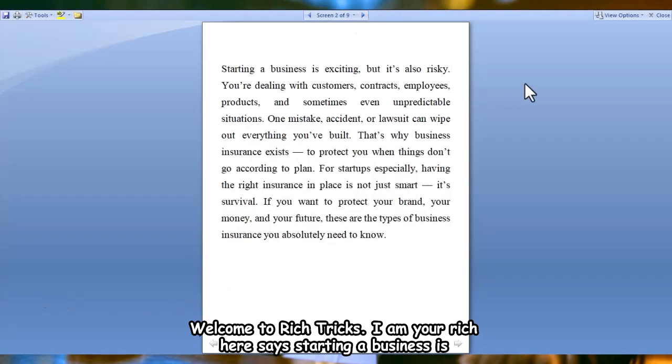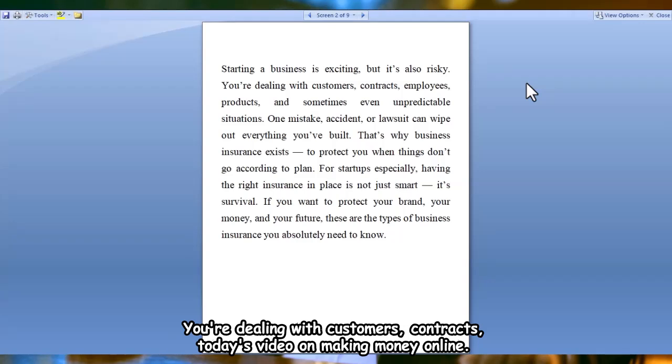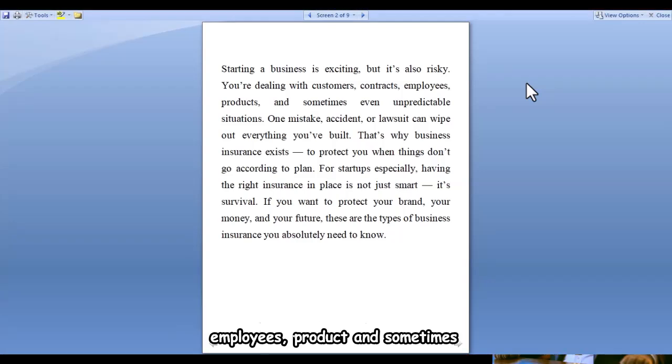Starting a business is exciting, but it's risky. You are dealing with customers, contracts, employees, products, and sometimes even unpredictable situations. One mistake, accident, or lawsuit can wipe out everything you've built. So that's why business insurance exists, to protect you when things don't go according to plan. For startups especially, having the right insurance in place is not just smart, it's survival. So if you want to protect your brand, your money, and your future, these are the types of business insurance you absolutely need to know.